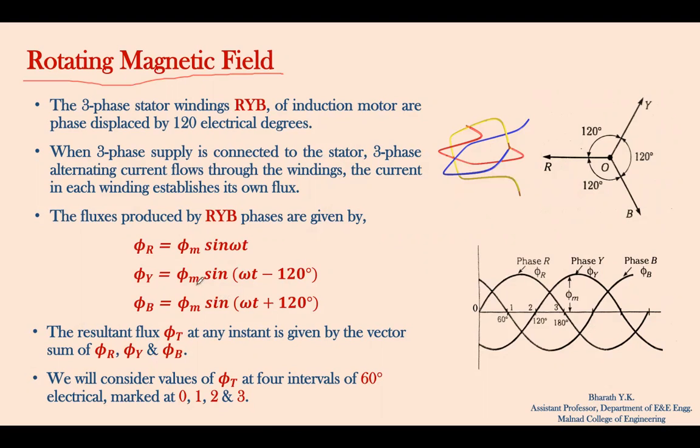Therefore, the flux produced in phase R is given by phi m sin omega t. The flux produced by phase B is given by phi m sin(omega t minus 120 degrees).